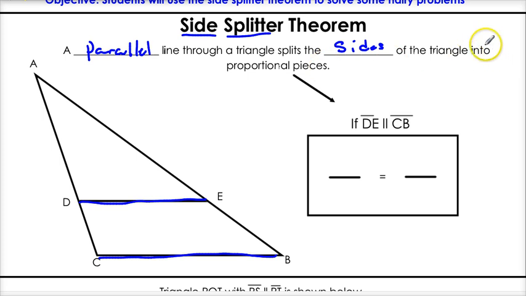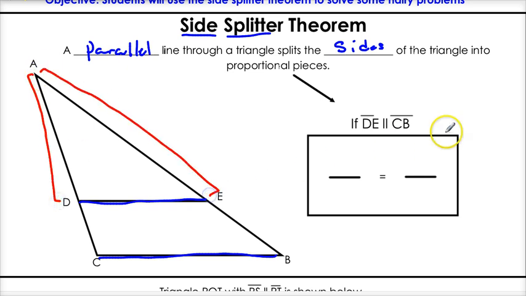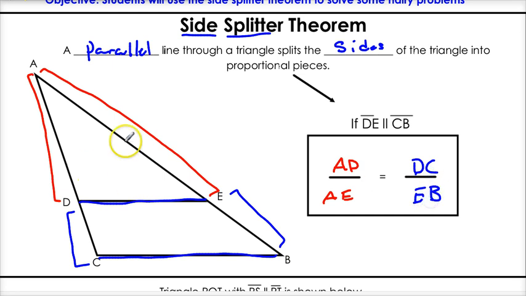Let's make this a little clearer. Let's say this. If I know that DE is parallel to CB, this line right here, then I know it cuts the sides of this triangle into proportional pieces. Meaning, pay close attention here, the ratio of AD to AE, that's my top portion of both these, is proportional to the ratio of DC to EB. And that's the whole theorem that we're going to be discussing today.